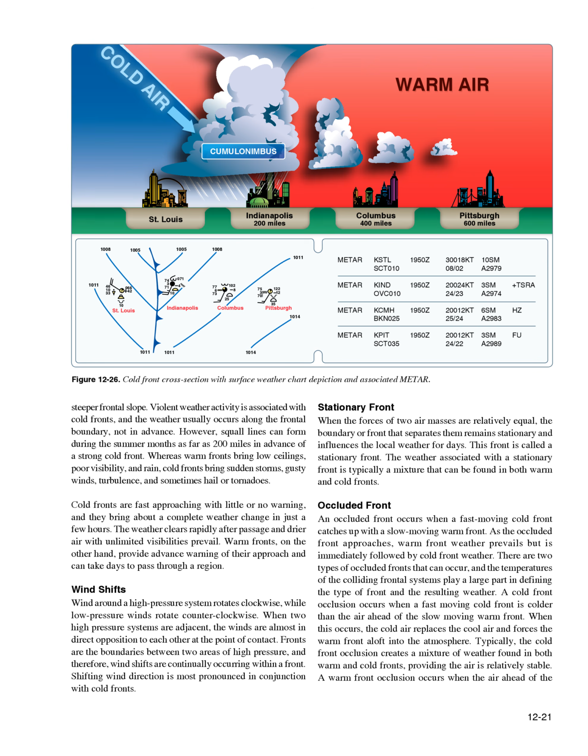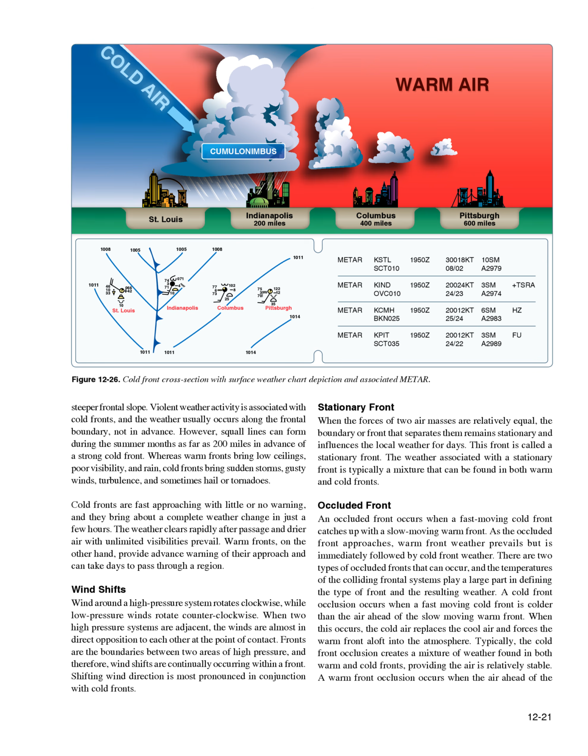Stationary front. When the forces of two air masses are relatively equal, the boundary or front that separates them remains stationary and influences the local weather for days. This front is called a stationary front. The weather associated with a stationary front is typically a mixture that can be found in both warm and cold fronts. Occluded front. An occluded front occurs when a fast-moving cold front catches up with a slow-moving warm front. As the occluded front approaches, warm front weather prevails but is immediately followed by cold front weather.